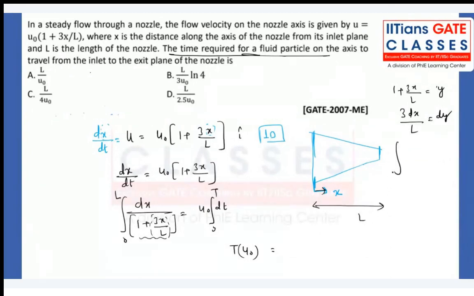Integration. My limit will change from where to where? My limit will change from 1 to 4, and dx has to be replaced by L by 3 into dy, and this is dy by y, u naught into t. So u naught into t can be written as L by 3 ln of y, from 1 to 4.